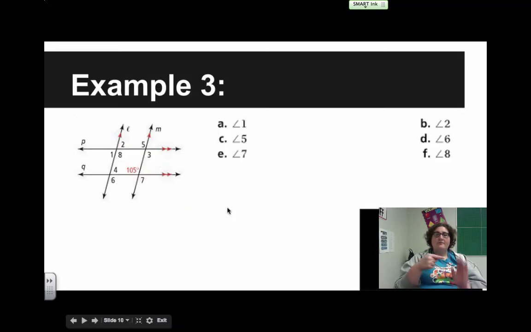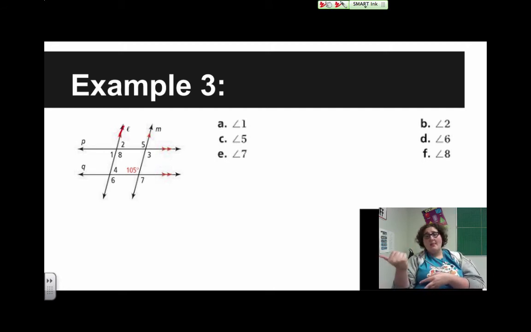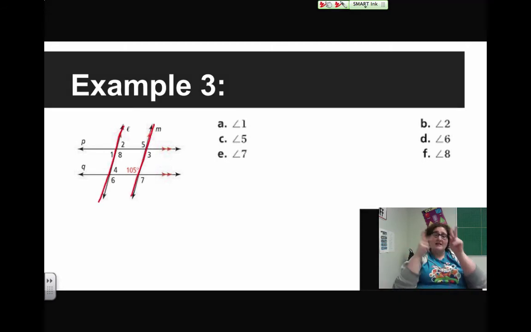Okay, example 3. We're going to come up with all these different angle measures. On this one, they're giving us that this angle right here is 105. So now we need to find the other angle measures. Now notice they're telling me that this line is parallel to this line, and this line P is parallel to line Q. And the reason we know that is because of these markings right here. That indicates if they're there that they're parallel.